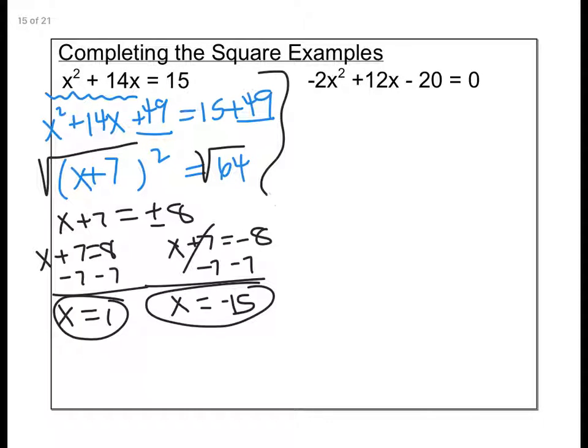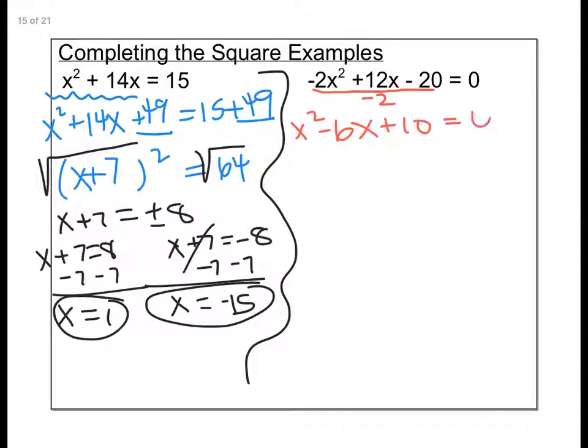Okay, let's look at our second example. Negative 2x squared plus 12x minus 20. That a term has to be 1, so I need to divide out a negative 2 first to make that happen. Then I'm left with x squared minus 6x plus 10 is equal to 0.